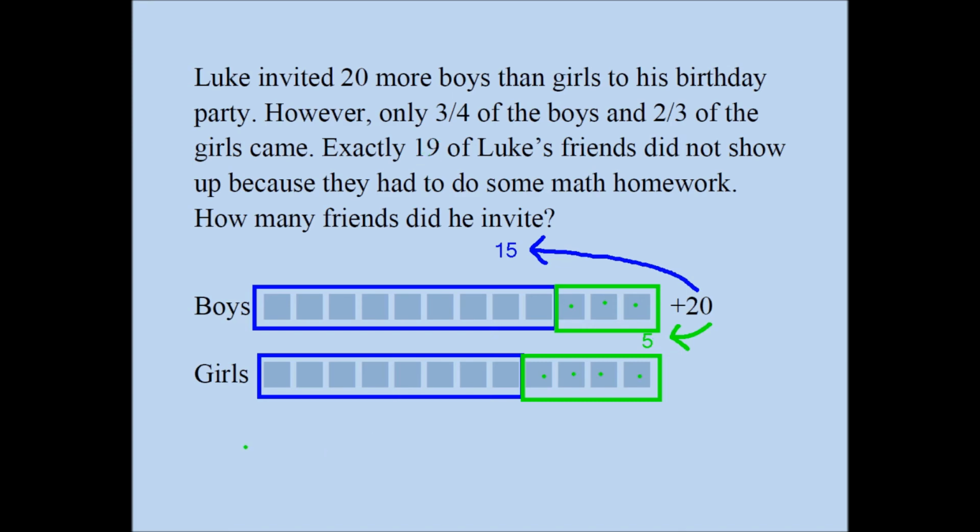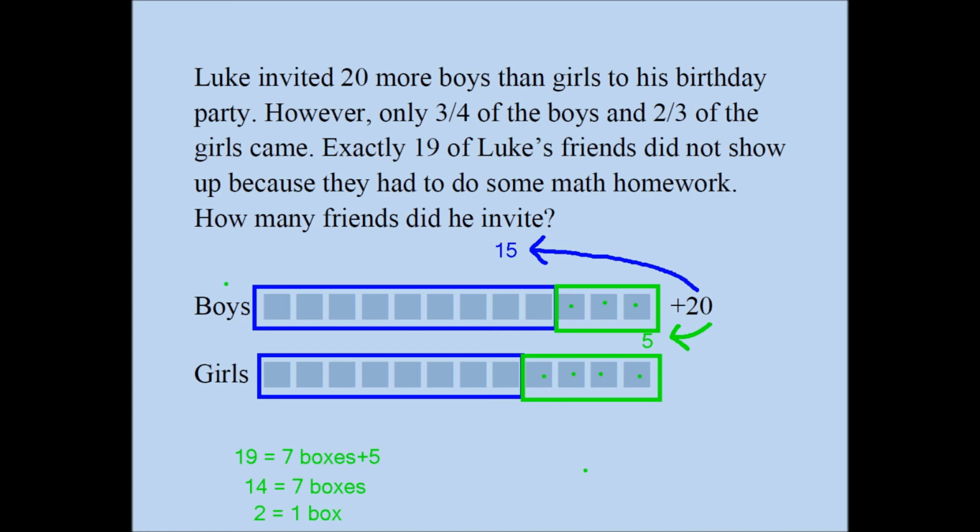So 19 is equal to 7 boxes plus 5. Well, can I find the value of each box? From 19 if I subtract 5, I'm going to get 14. 14 must equal 7 boxes. And by each box, I mean this little square here. So if 7 boxes are equivalent to 14, each box must be worth 2 children. Well, we have it now.